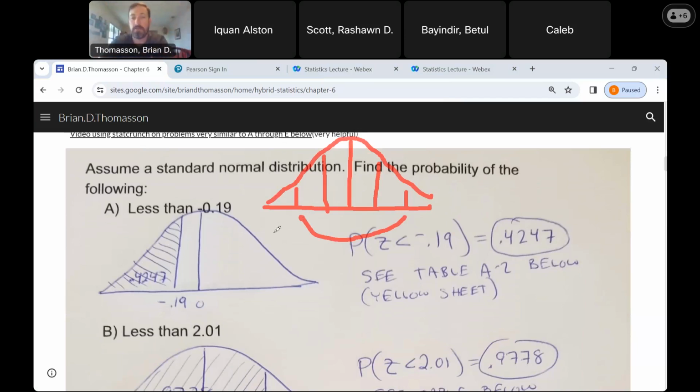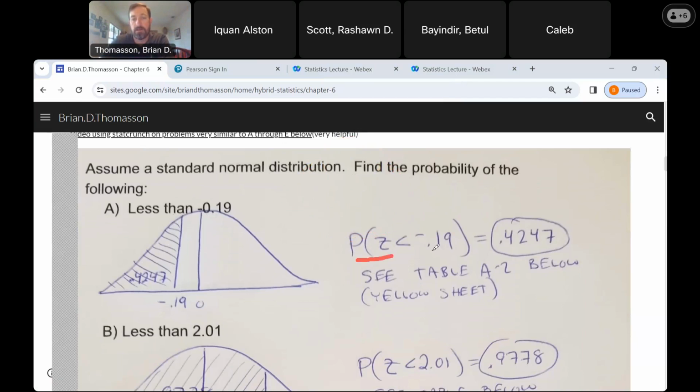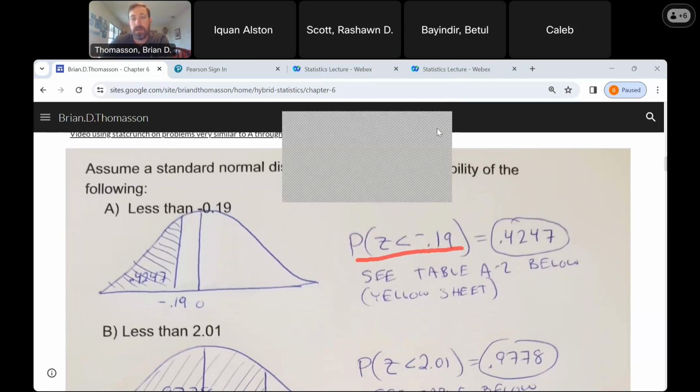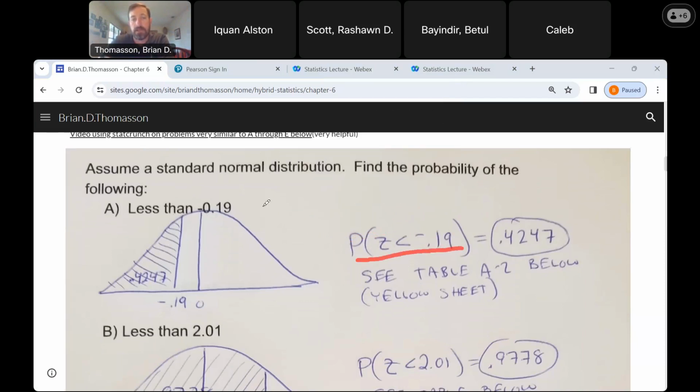We're going to use that same idea of the empirical rule, but we're going to be much more exact than we were before. In this case, it says assume the standard normal distribution, find the probability of the following, and we're looking for less than negative 0.19. This is a standard normal, so our mean is right down the center, and it's 0. That's always going to be there.